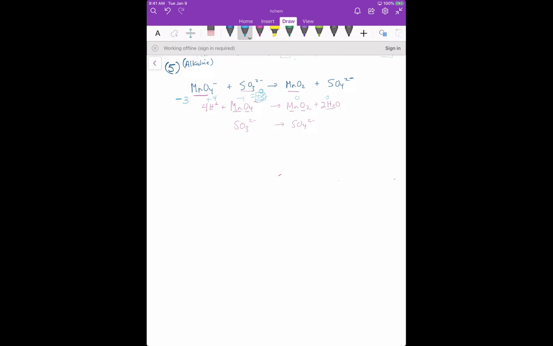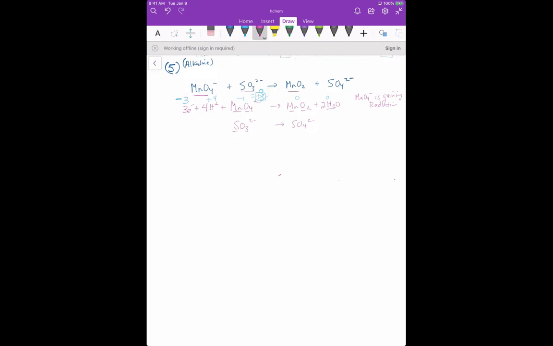And how do I get that -3? I'm going to add 3 electrons. And that means the permanganate, MnO4 minus, is gaining those electrons as reactants. And therefore, this is a reduction reaction, reduction process. Now we need to pair that with the oxidation reaction.